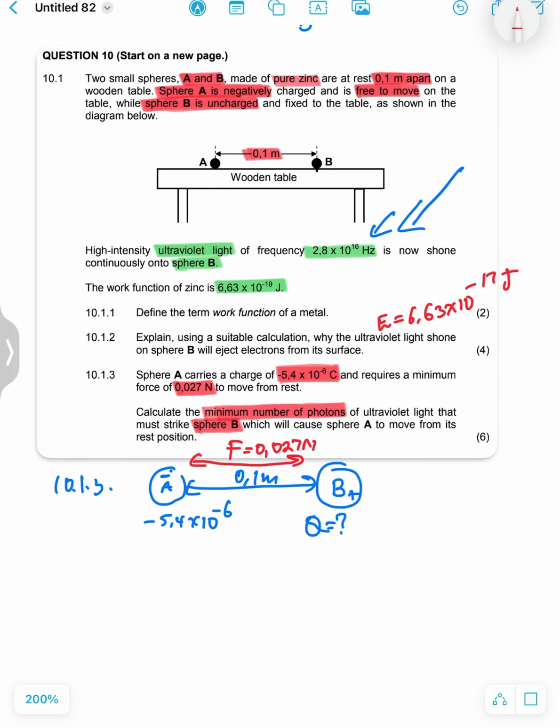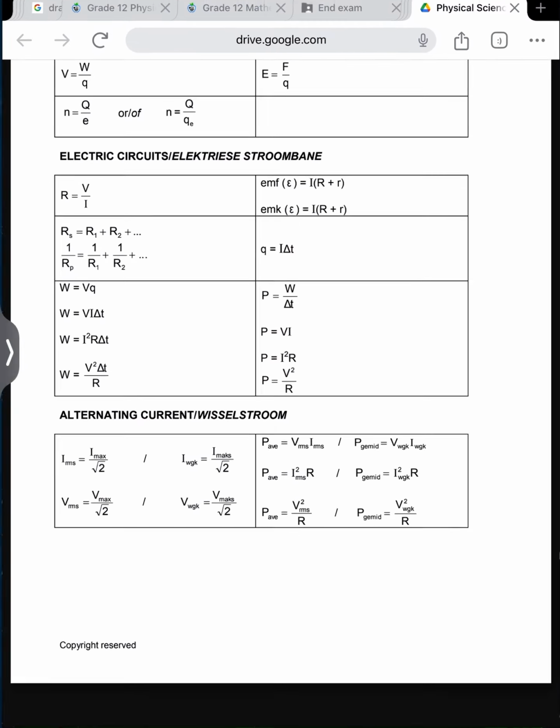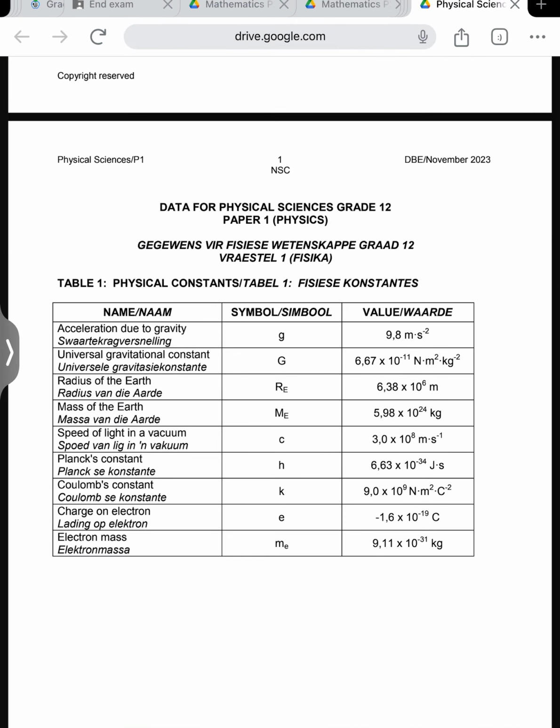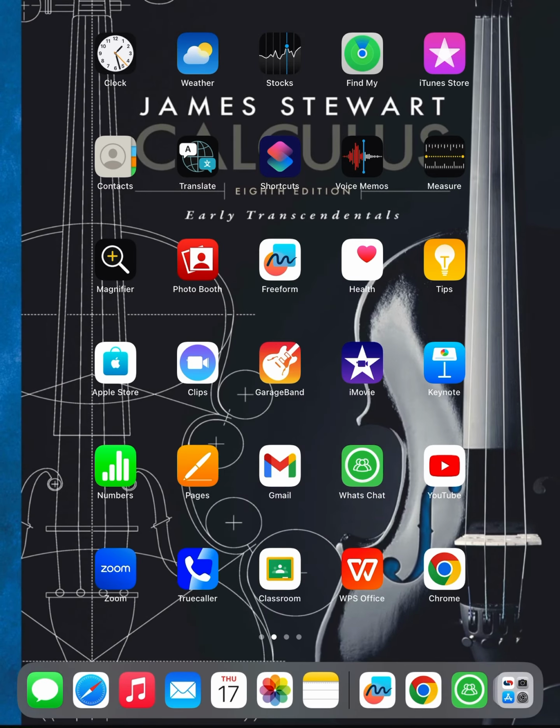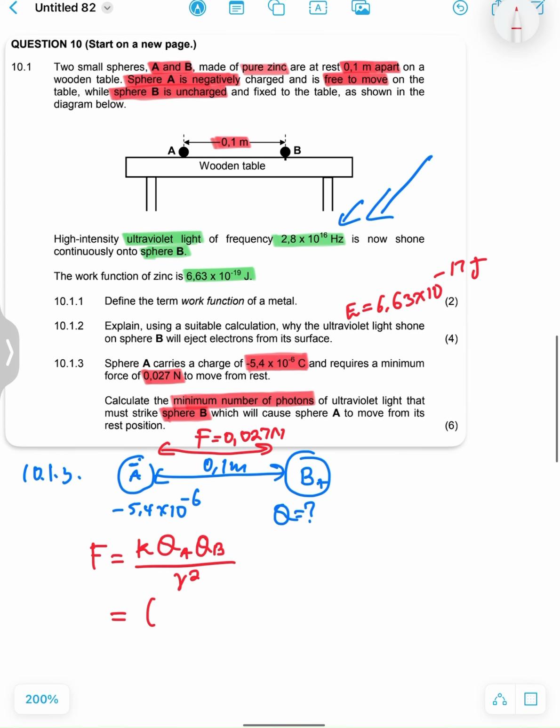Coulomb's law says that a force of attraction or repulsion is going to be the Coulomb's constant and then the product of the charges, sphere A and sphere B, divided by the square of the distance between them. The Coulomb's constant is 9 times 10 to the power of positive 9.